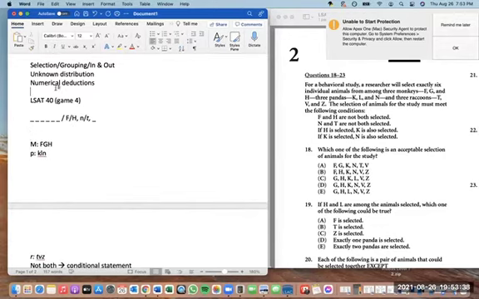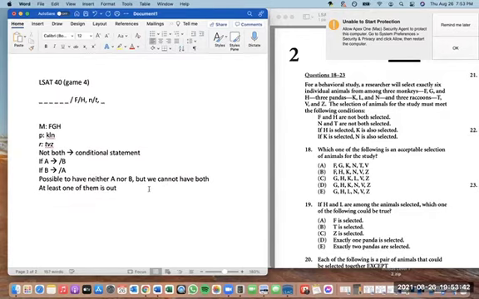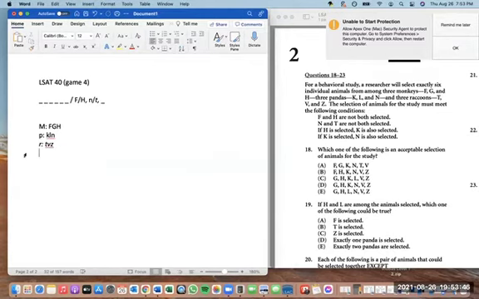I'm just gonna go to a different page. All right, and so there's our not both reminder. Okay, so these conditionals. So if H, then we have K, and if K, then we have N. So I can just string those through.